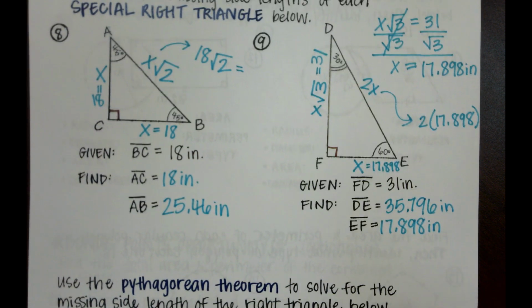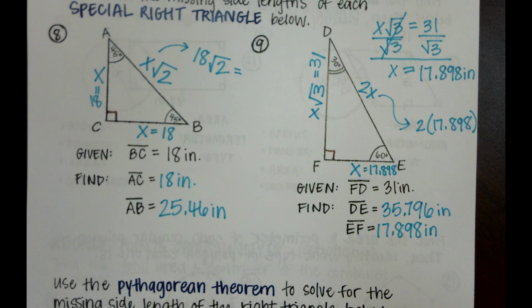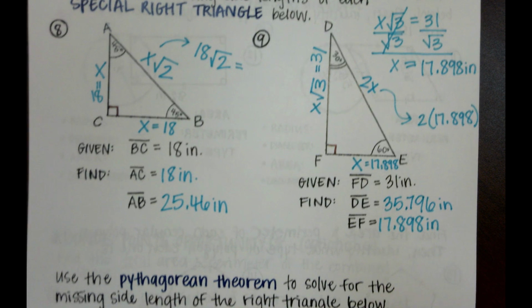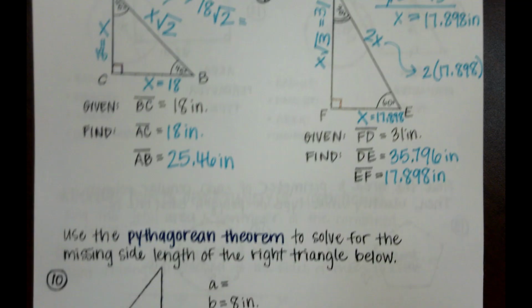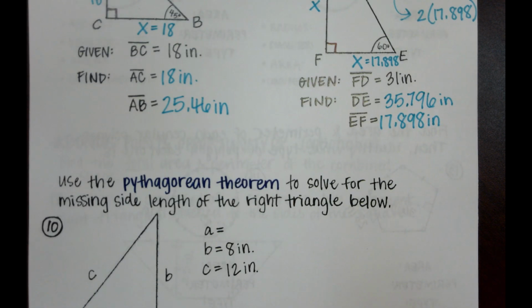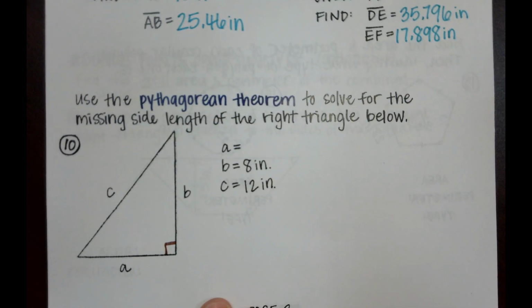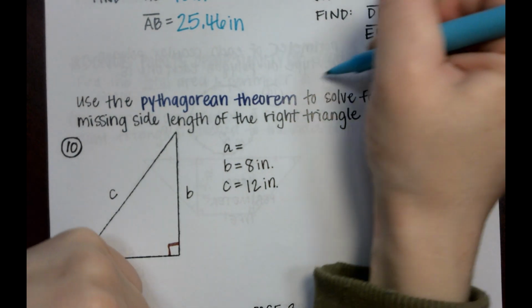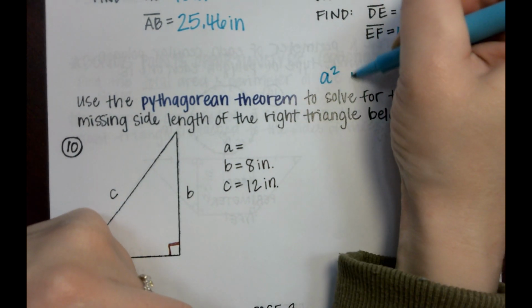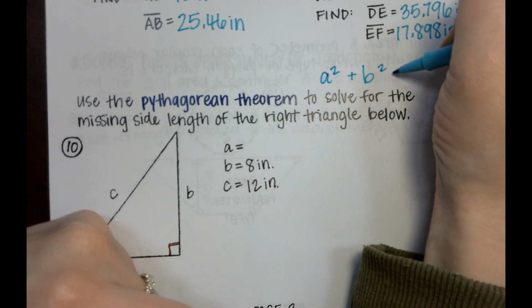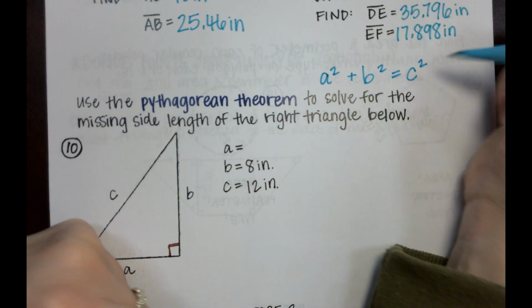Okay. So I think you've got those down. That's good. So let's look at number 10. Now we're doing the Pythagorean theorem. What is the Pythagorean theorem? Isn't that a squared plus b squared equals c squared? Yes, it is. So let's write that. A squared plus b squared equals c squared.